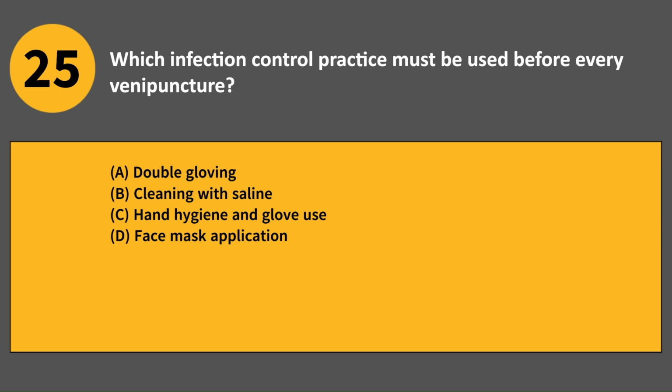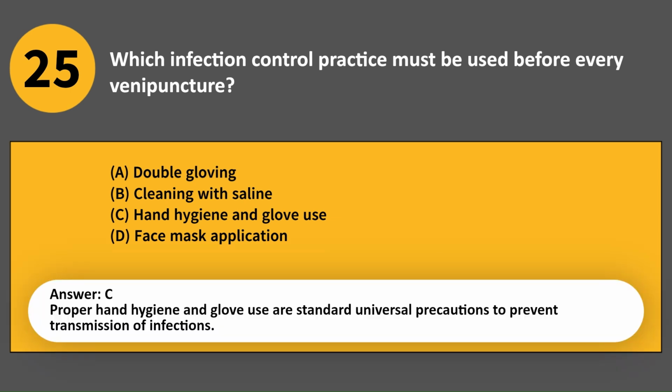Which infection control practice must be used before every venipuncture? A. Double gloving. B. Cleaning with saline. C. Hand hygiene and glove use. D. Face mask application. Answer C. Proper hand hygiene and glove use are standard universal precautions to prevent transmission of infections.